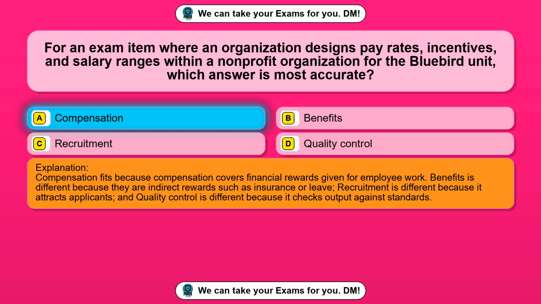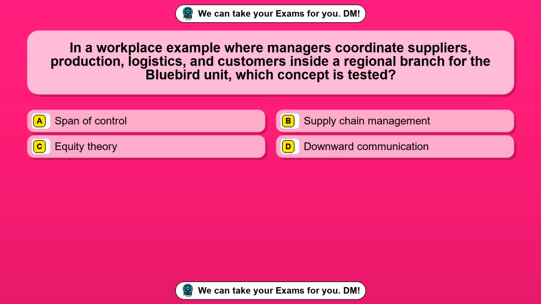Recruitment is different because it attracts applicants, and quality control is different because it checks output against standards. Question 26. In a workplace example where managers coordinate suppliers, production, logistics, and customers inside a regional branch for the Bluebird unit, which concept is tested?